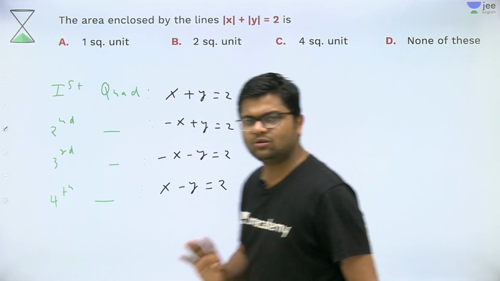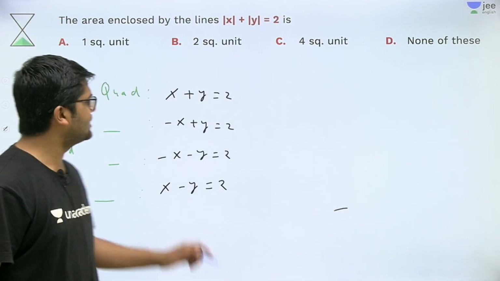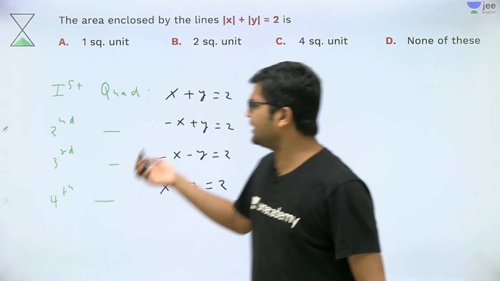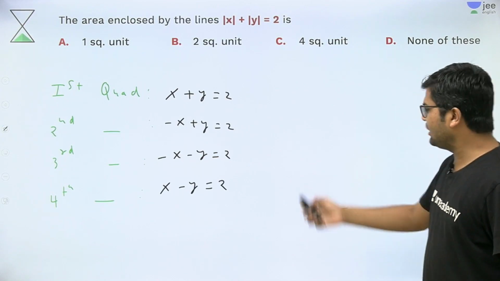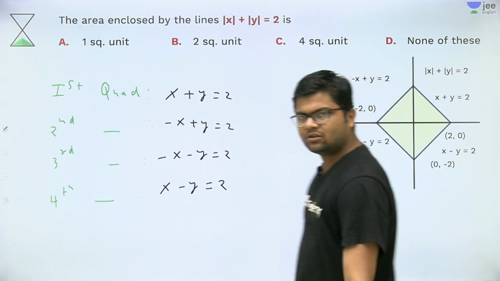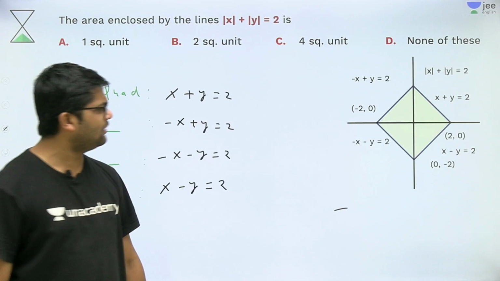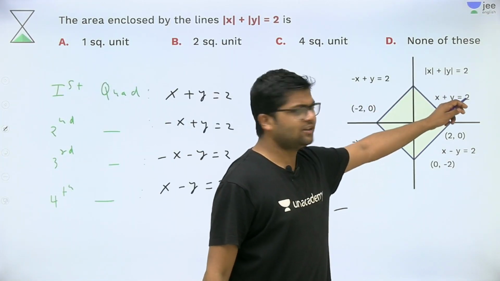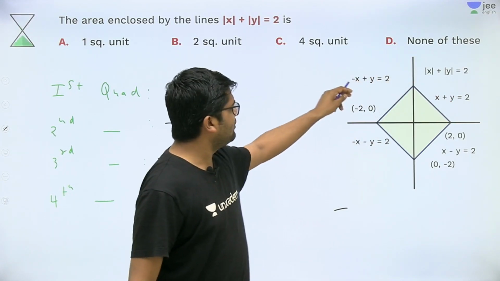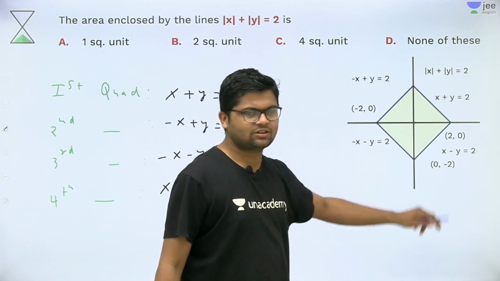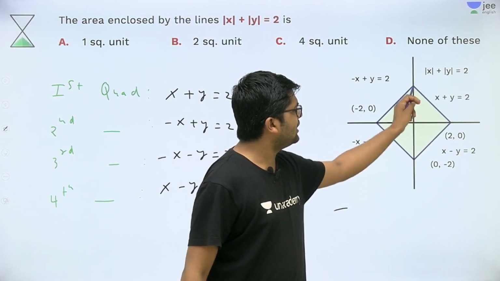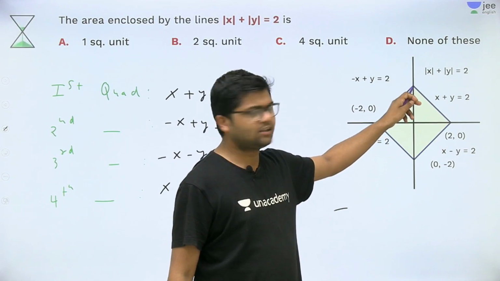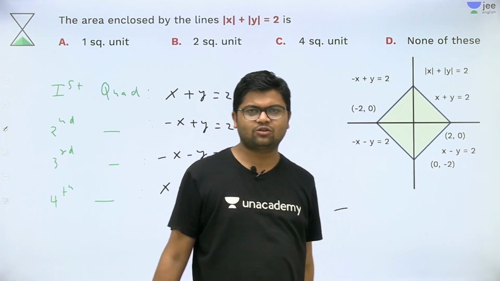Now what I do is plot these lines according to the given situation. For the first quadrant I will plot this, for second I will plot this, and so on. So if I plot, this graph will come out. Let's understand this graph. It is a very easy graph: in the first quadrant the graph will be x plus y is equal to 2. In second quadrant it will be this, in third this, in fourth this. To get these points I can put y is equal to 0 to get (2, 0), and to get this point I can put x is equal to 0 to get (0, 2).